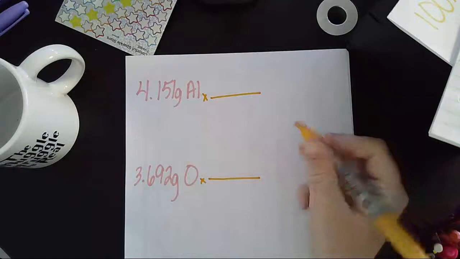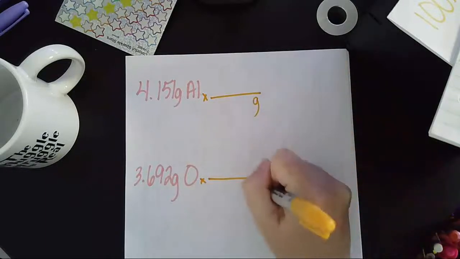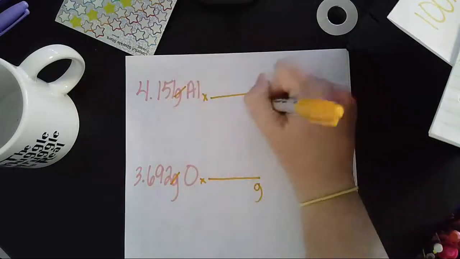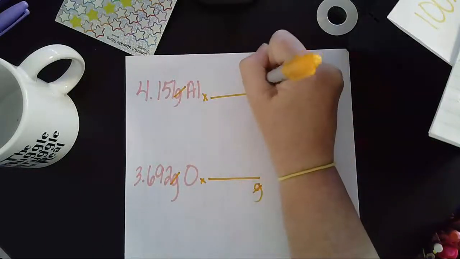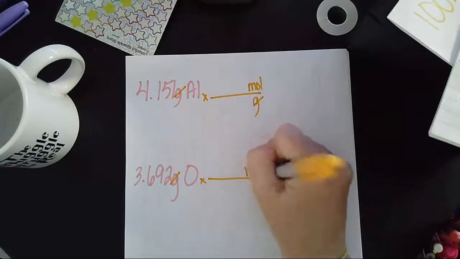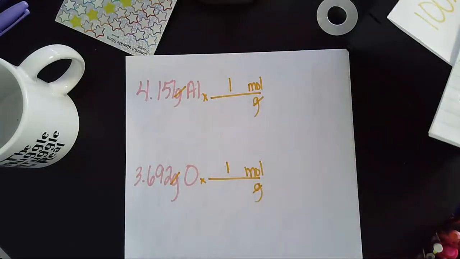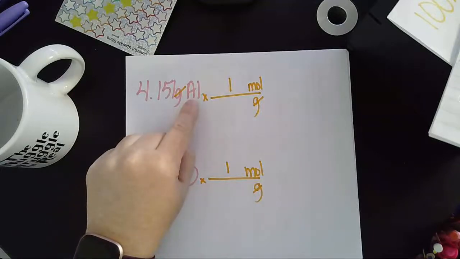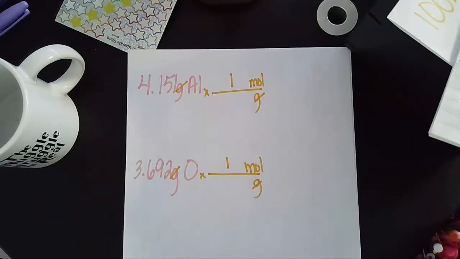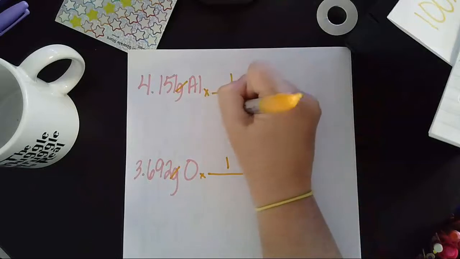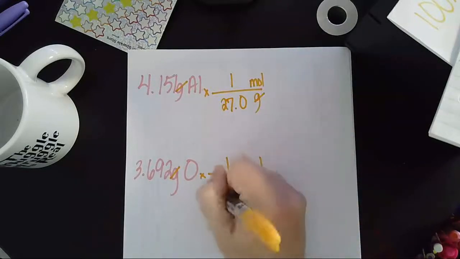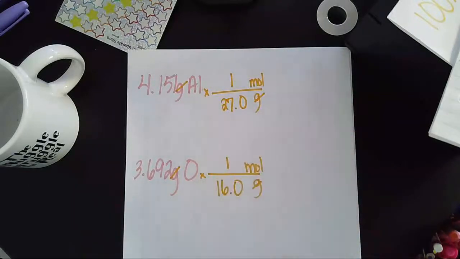So remember, you set up your X lines, plug in your units first. So we can cancel out those grams, and we are going to moles. With molar mass, the number 1 always goes with mole. And now we're going to pull our masses from the periodic table. So for aluminum, my mass says 26.98, so we're going to round that to 27.0. And for oxygen, we know that this rounds to 16.0. So now we're just going to do this math.